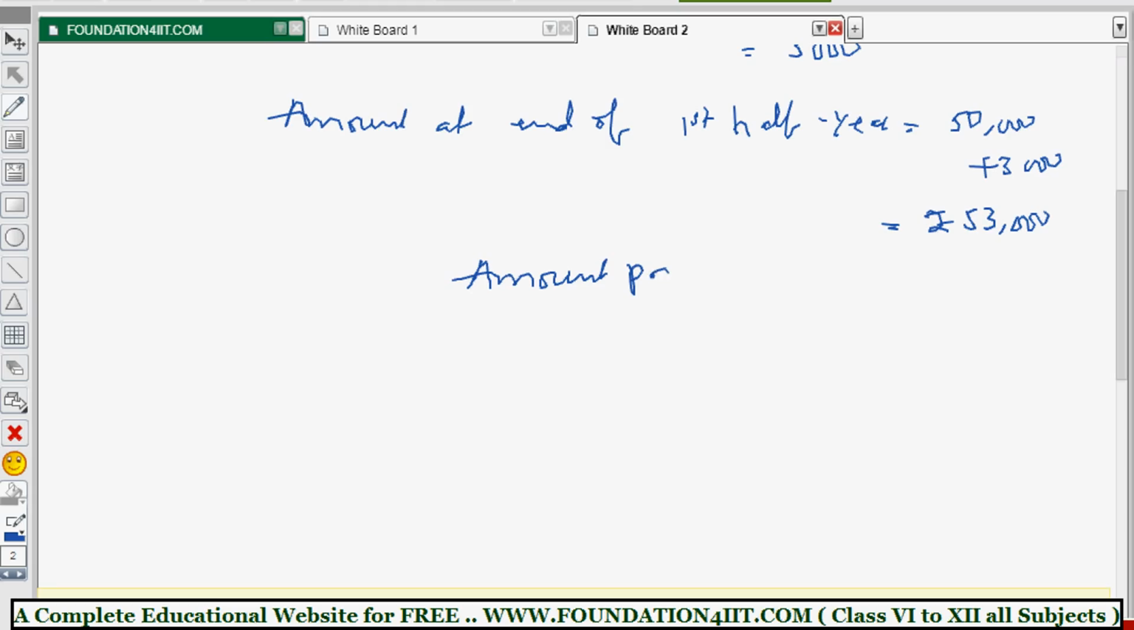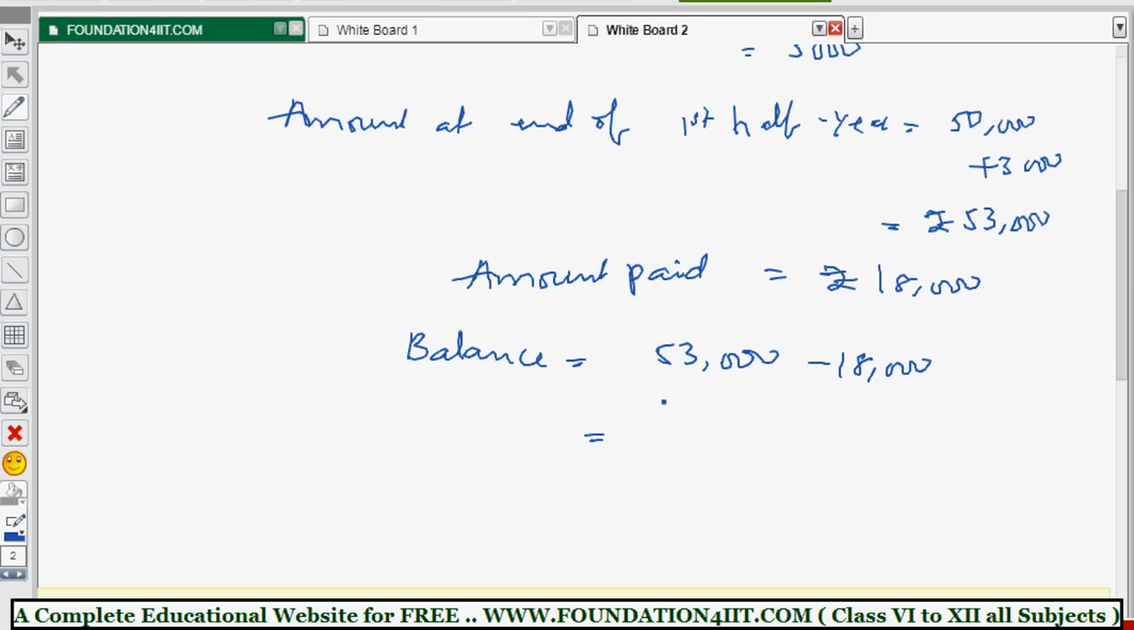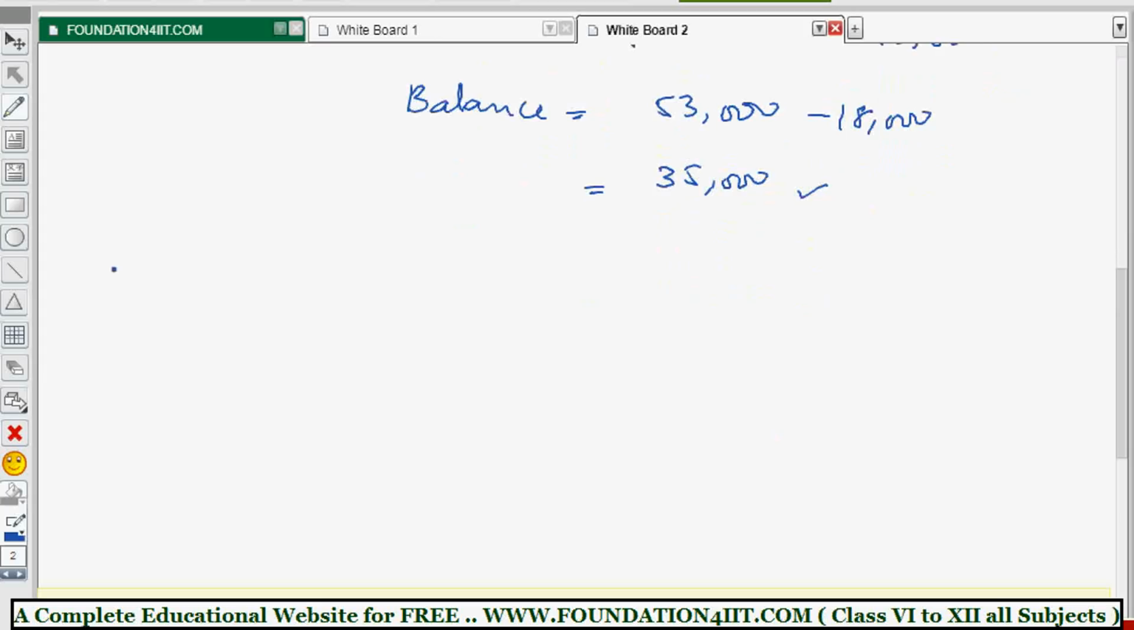So amount paid is rupees 18,000. Then balance. So balance is 53,000 subtract 18,000. 53 minus 18 is 35. So 35,000. Okay, this is the balance. Now this balance amount is nothing but the principal for the second half year, because the first half is over.